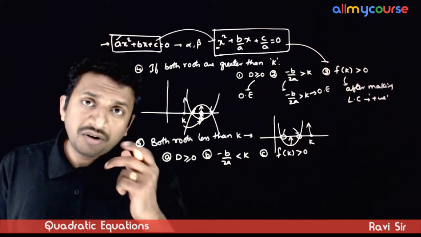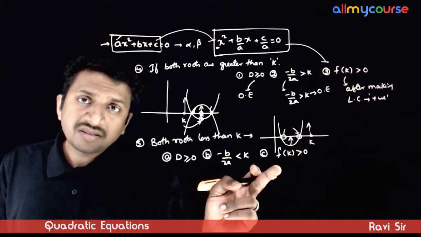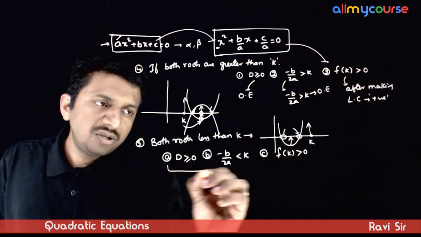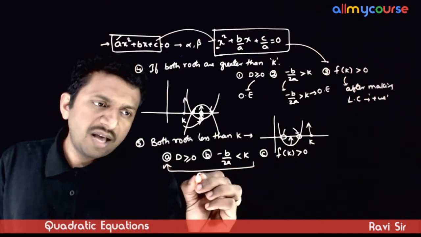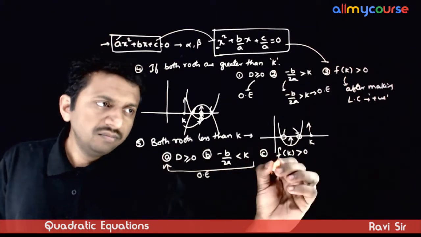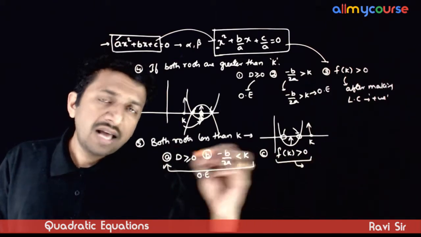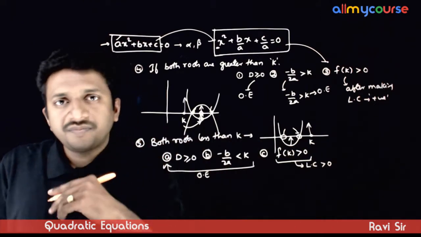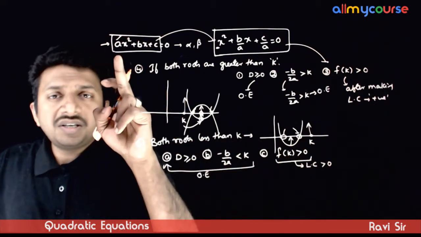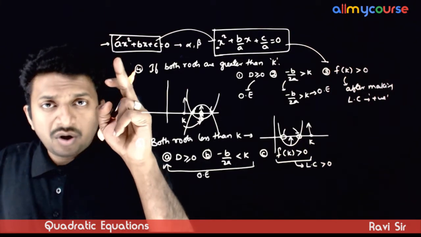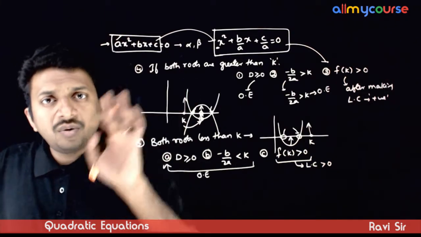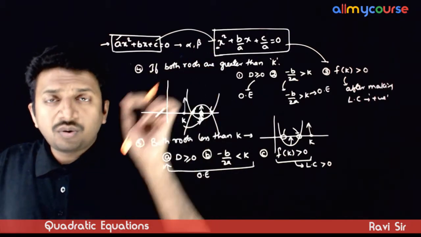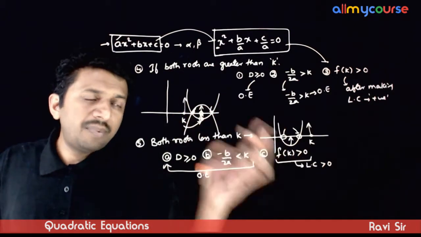So again, you need to remember this. Before applying this, you have to make the leading coefficient positive. So these two conditions can be applied to the original equation. This condition has to be applied only if the leading coefficient is positive. So if the leading coefficient is not positive, first we divide the whole equation by the leading coefficient, make the x square coefficient positive, and then apply this condition.